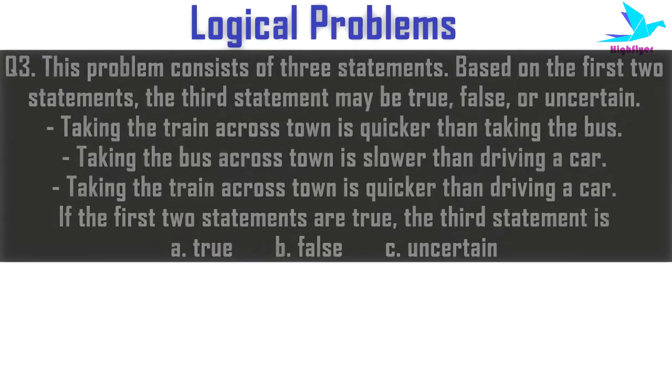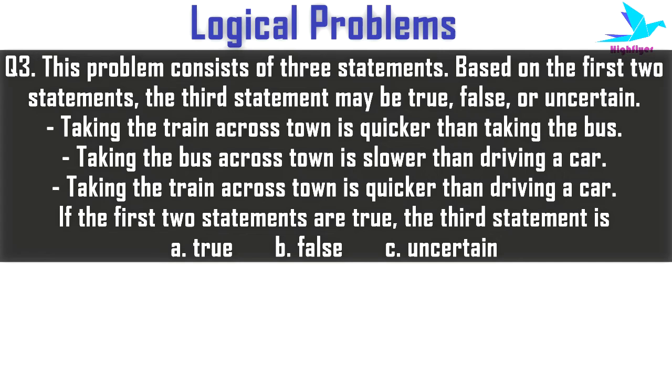Next example. The first statement says taking the train across town is quicker than taking the bus. Next statement says taking the bus across town is slower than driving a car. And the third statement says taking the train across the town is quicker than driving a car. If the first 2 statements are true, the third statement: the options are true, false or uncertain. The right option is option C, uncertain.